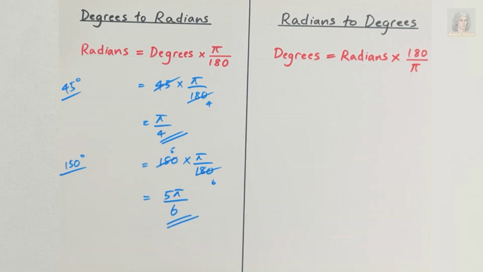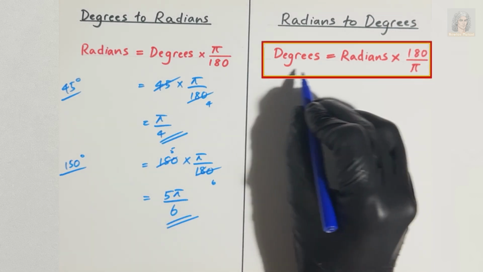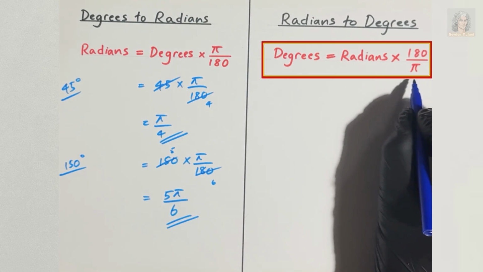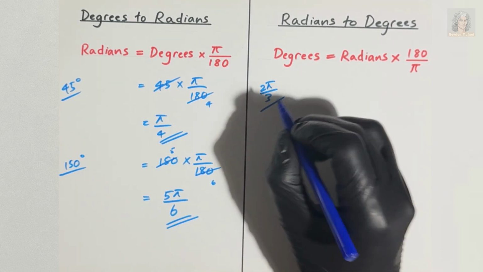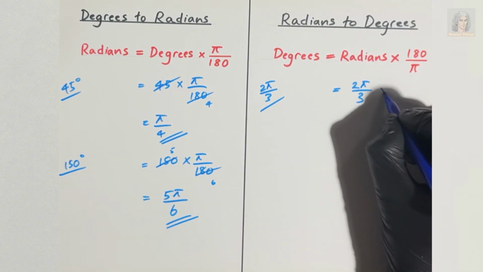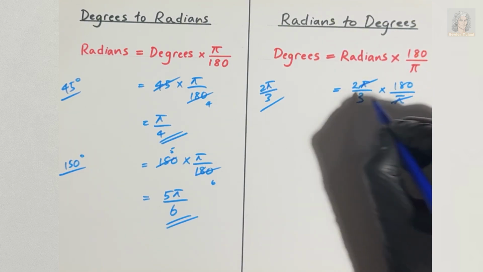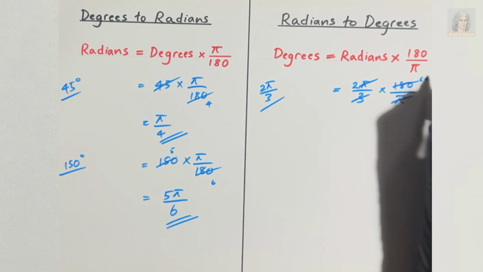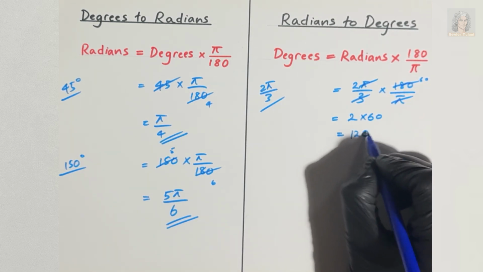Now, for converting radians to degrees, we have the formula, degrees equals radians times 180 over pi. First, let's convert 2 pi over 3 radians into degrees. Plug into the formula, 2 pi over 3 times 180 divided by pi. Pi cancels off, and 3 simplifies with 180. We have 2 times 60. The answer is 120 degrees.